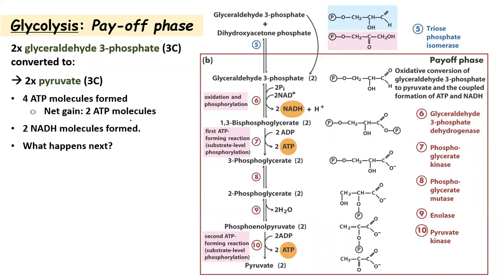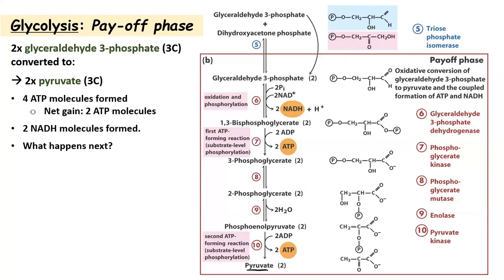Now, we had invested 2 ATP molecules in the preparatory phase, so our net gain will be 2 ATP molecules. And we're also going to reduce 2 NAD plus molecules to NADH. So we're forming 2 NADH molecules. These are electron carriers that are going to be used later on. But now we form pyruvate.